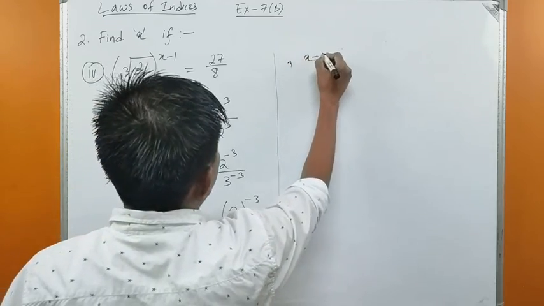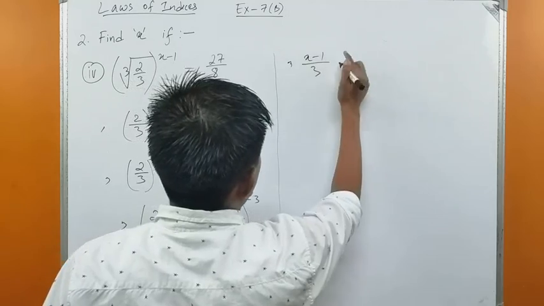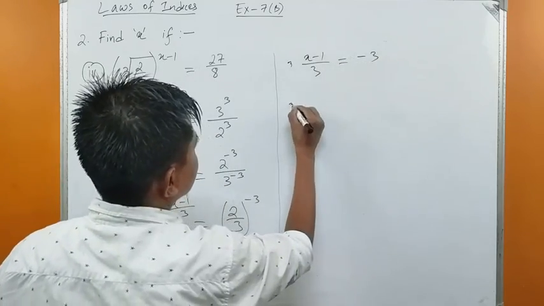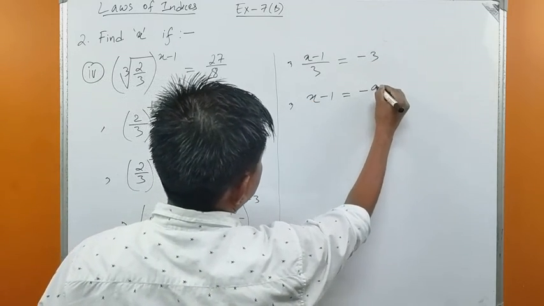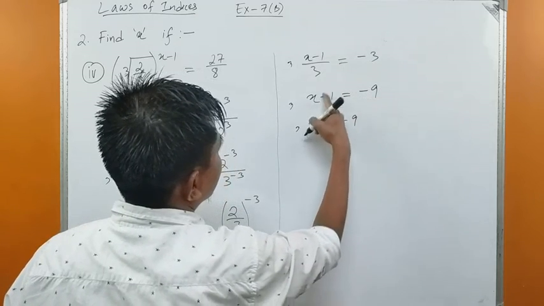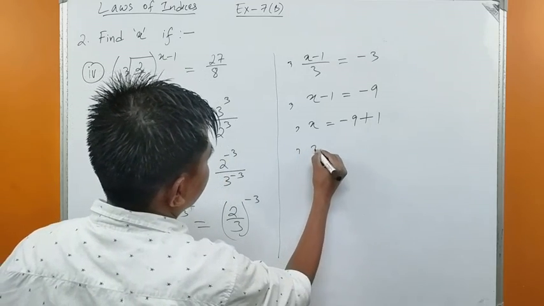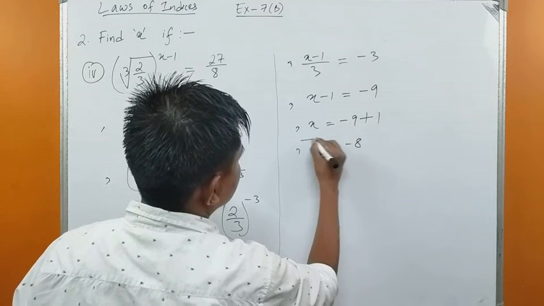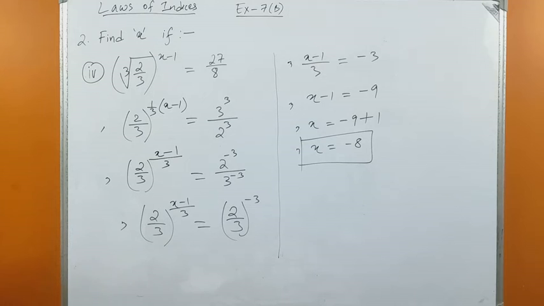Or (x minus 1) upon 3 equals to, we have minus 3 here, isn't it? So let us cross multiply this. x minus 1 equals to 3 3s are 9, minus 9. Or x equals to minus 9. Minus 1, if you transpose to the right hand side, becomes plus 1. Or x equals to minus 9 and plus 1 is minus 8, isn't it? So this is the value of x. I hope you got this.